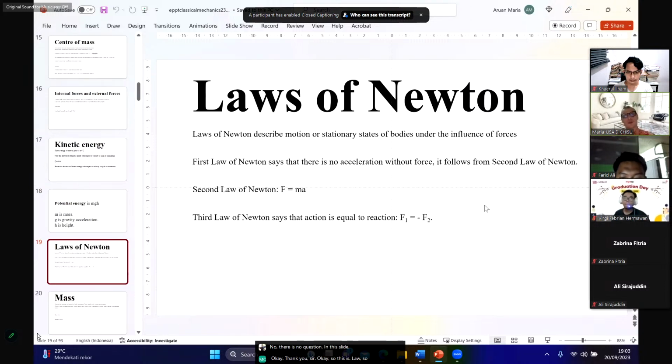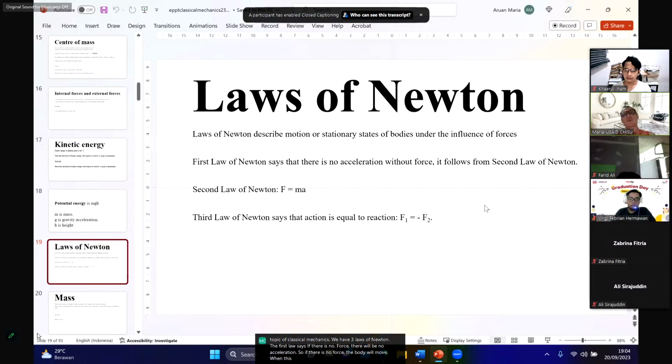Okay, so these are the laws of Newton, slide number 19. Probably the most important topic of classical mechanics. We have 3 laws of Newton. The first law says if there is no force, there will be no acceleration. So if there is no force, the body will move with the same velocity.